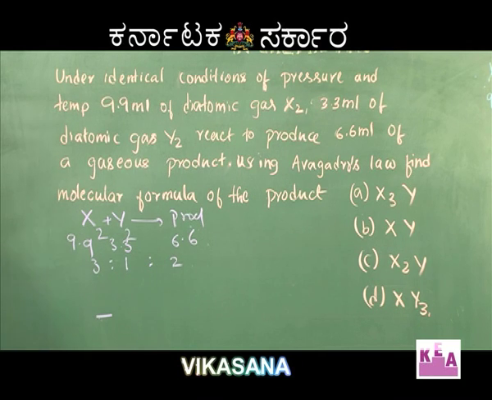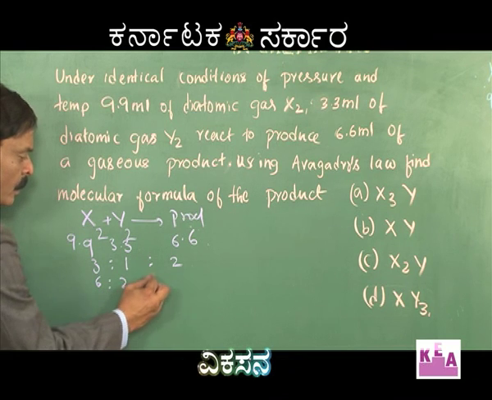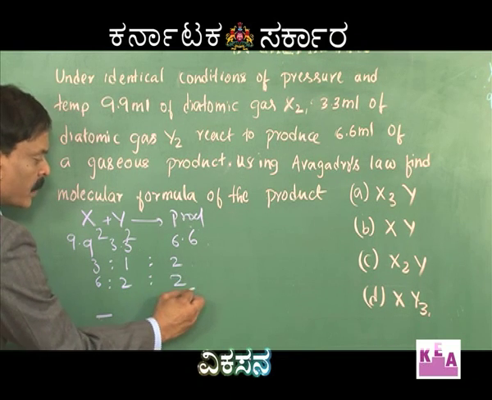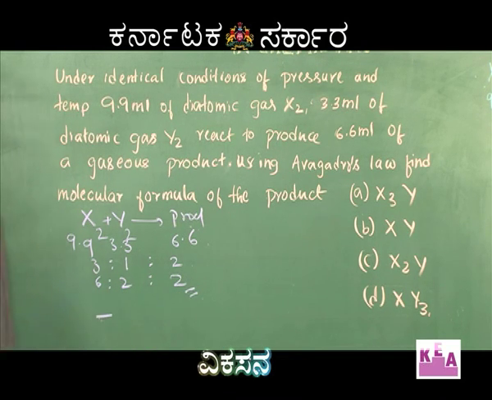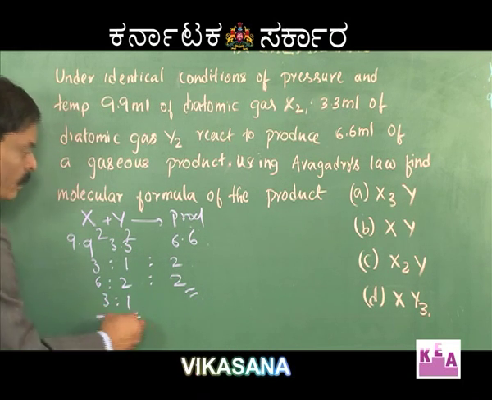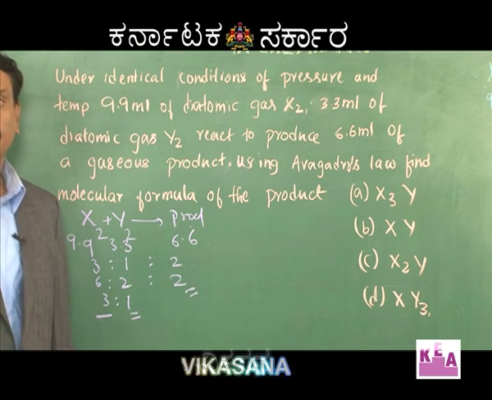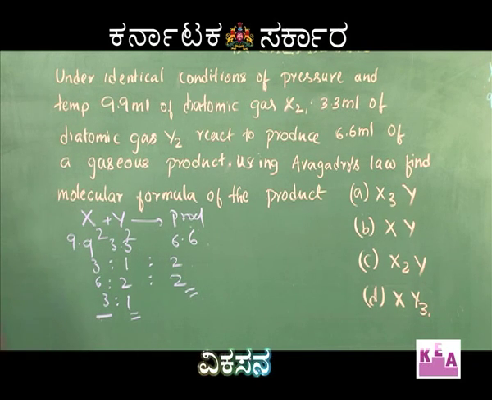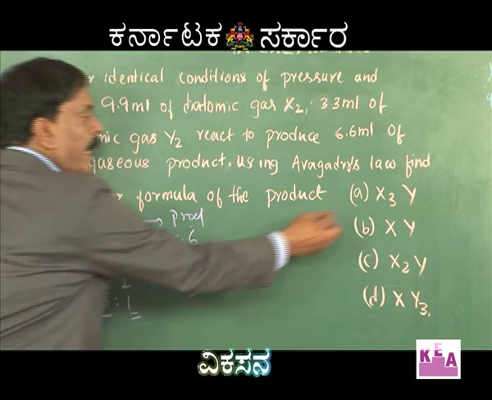The ratio is 3:1:2. The number of atoms would be 6:2, giving you 2 moles of the product. And therefore, the number of atoms would be 3:1, and hence the correct answer for this particular question is X3Y.